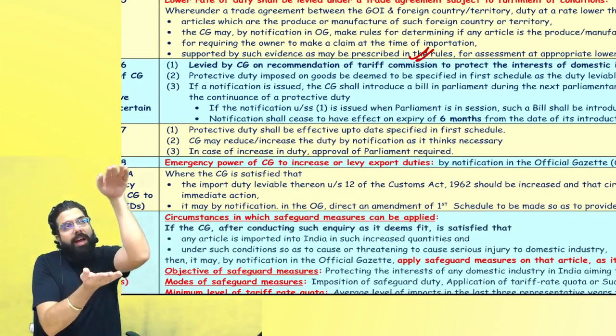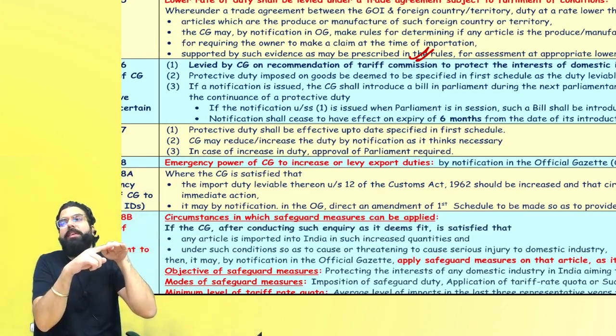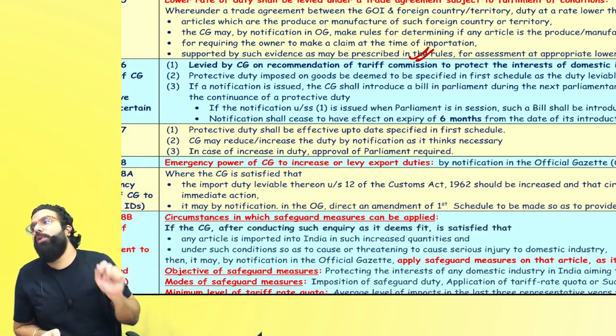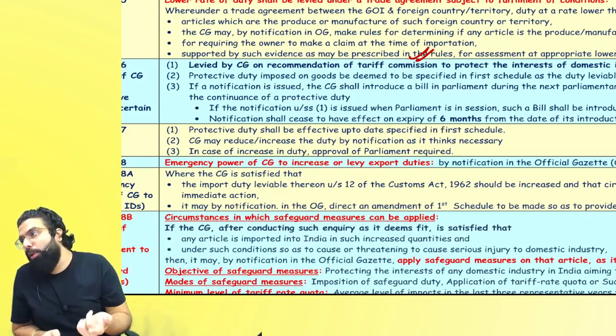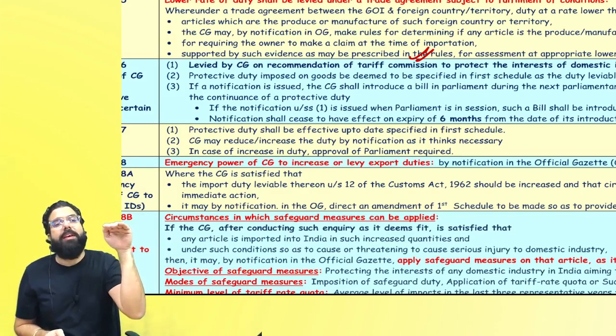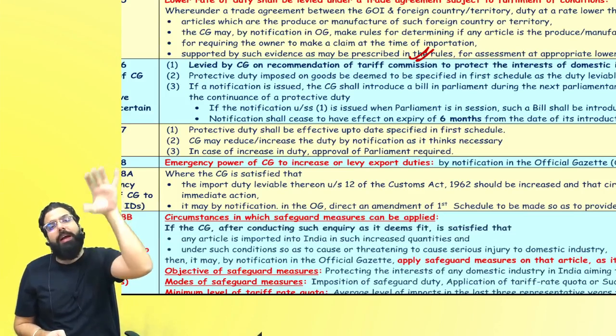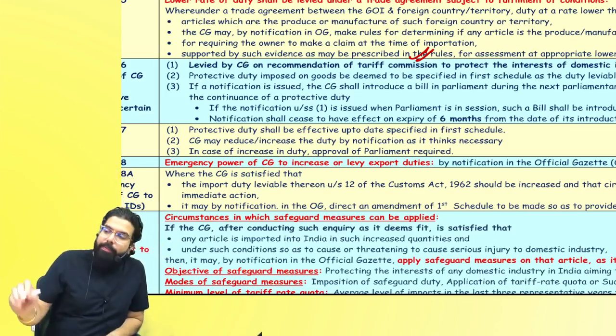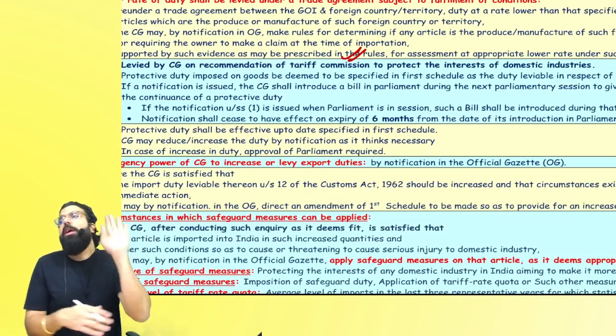gone ahead and fixed that rate as lower, now the government is realizing that the rate should be higher, then for the time being the government will go ahead and levy the duty as protective duty. But actually it is because the basic custom duty was lower, it should have been higher, they go ahead and levy it for the time being as protective duty, and for that they will go ahead and give one notification.